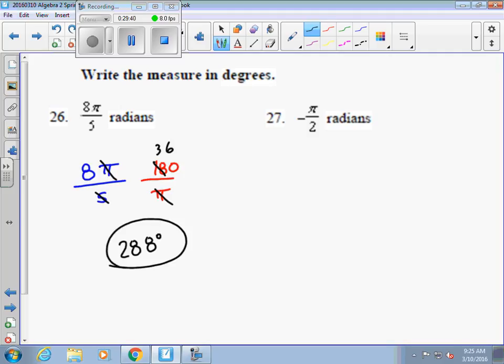Negative pi over 2 radians. Negative pi over 2. Again, you want pi eliminated, so put it at the bottom, times 180 over that. 2 goes into both of these. It goes into itself once and into this one 90 times. This cancels out this. Don't lose the negative. It is negative 90 degrees.